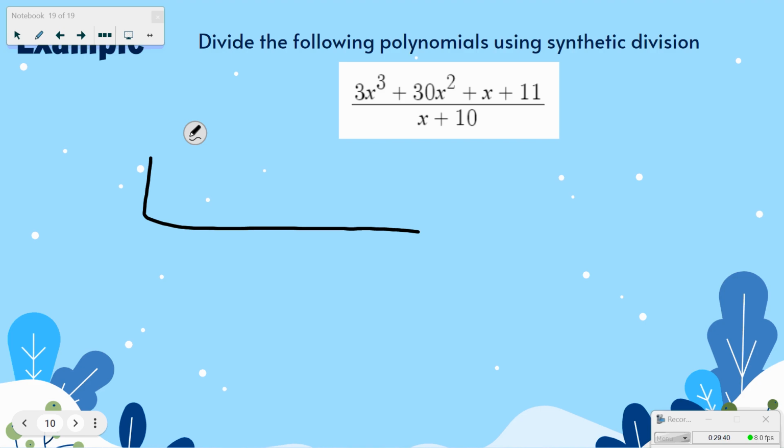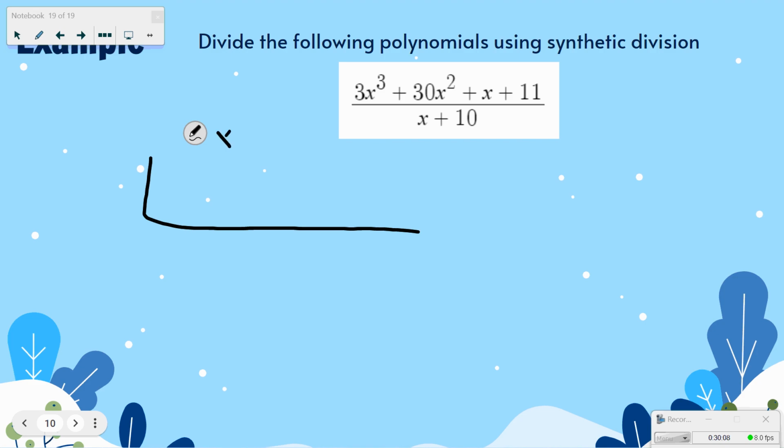Look at what I have in my numerator. I have 3x cubed plus 30x squared plus x plus 11, and I'm dividing that by x plus 10. I can only do synthetic division if I have a linear factor. Do I have a linear factor here? Yeah, I have that x plus 10 that I'm dividing by. So that's check 1, I can do synthetic division. Let's set up our synthetic division.